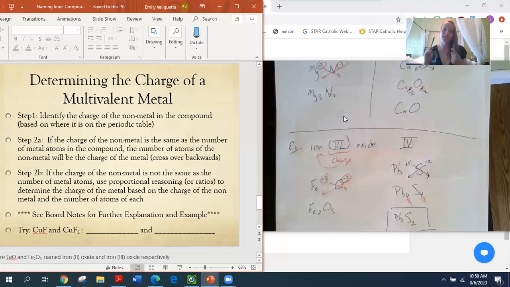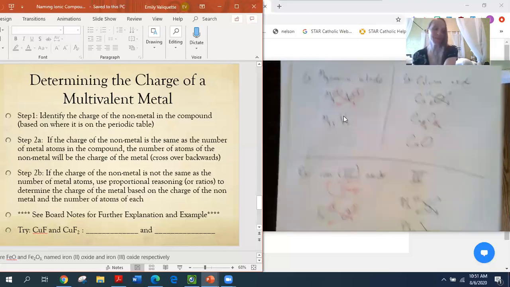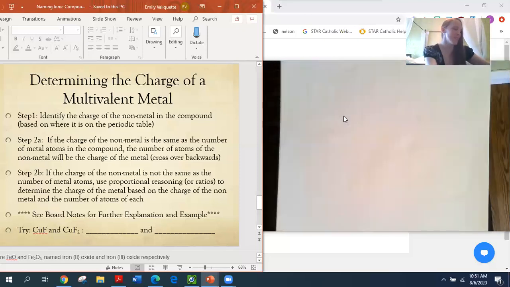So when you do this, your first step is to write the charge of the non-metal. That's the thing that we know the charge of just based on where it is on the periodic table. Then you work backwards using reverse crossing over and proportional reasoning to figure out what the charge of your metal is. And then, of course, writing that in Roman numerals. So I know that probably doesn't make a lot of sense without actually going through some examples. So let's do that.